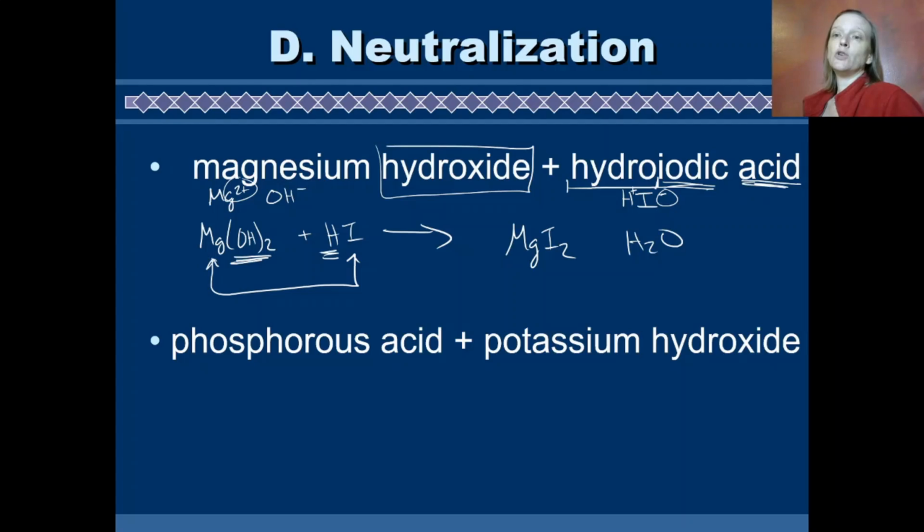And now we just need to balance the equation to take into account that I have two hydroxides. I'm going to end up making two waters, but it means I need two hydrogen ions as well. And now I've got two iodines, which takes care of my two iodines. And this is correctly balanced.